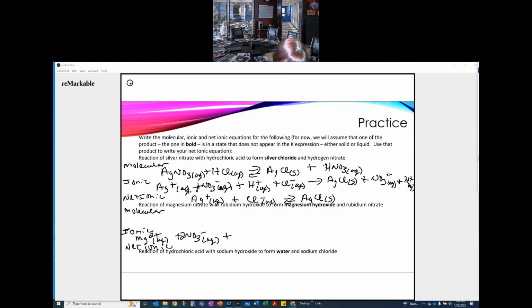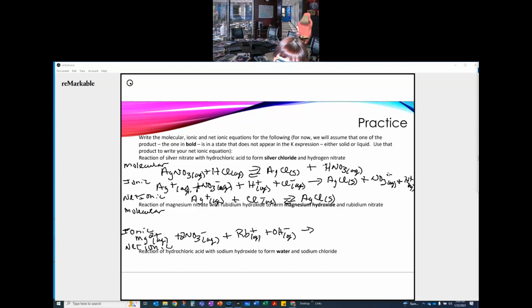I add to that a rubidium hydroxide. Rubidium is an alkali metal, so that's a +1, and then that's with a hydroxide, which is a -1. And that's aqueous. Oh, sorry, I forgot to split it. Rubidium is +1, that's aqueous, plus a hydroxide, which is aqueous.